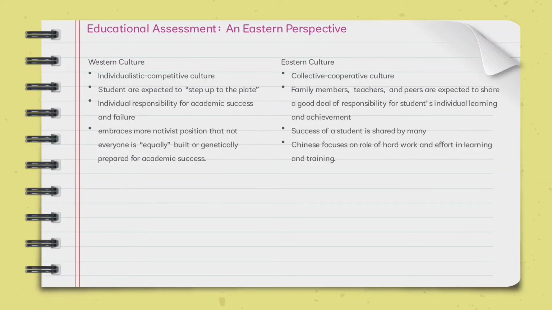By contrast, the Western culture seems to embrace the more nativist position that not everyone is equally built, or genetically prepared, for academic achievement. So this view encourages members of the society to pursue paths of self-fulfillment based on their natural gifts, abilities, and aptitude. So, from this Western perspective, the differential progress in academic mastery is to be expected, and accommodation must be made for both the academically gifted and the academically challenged.